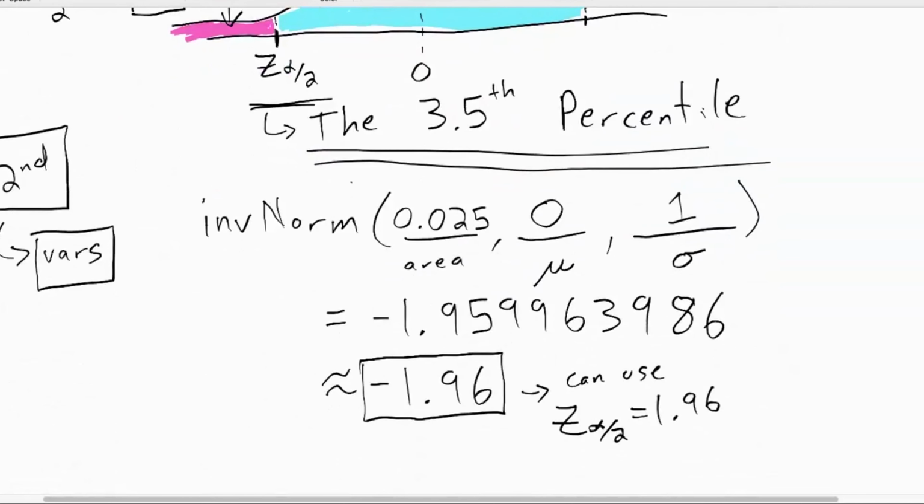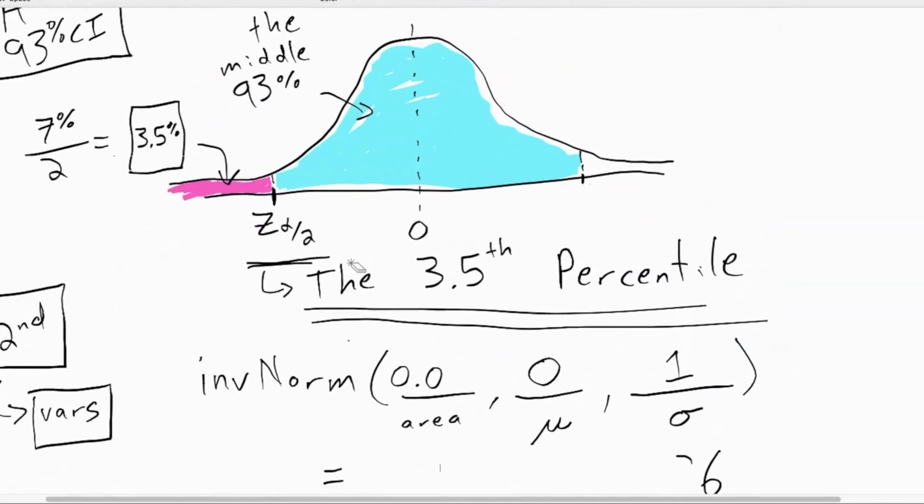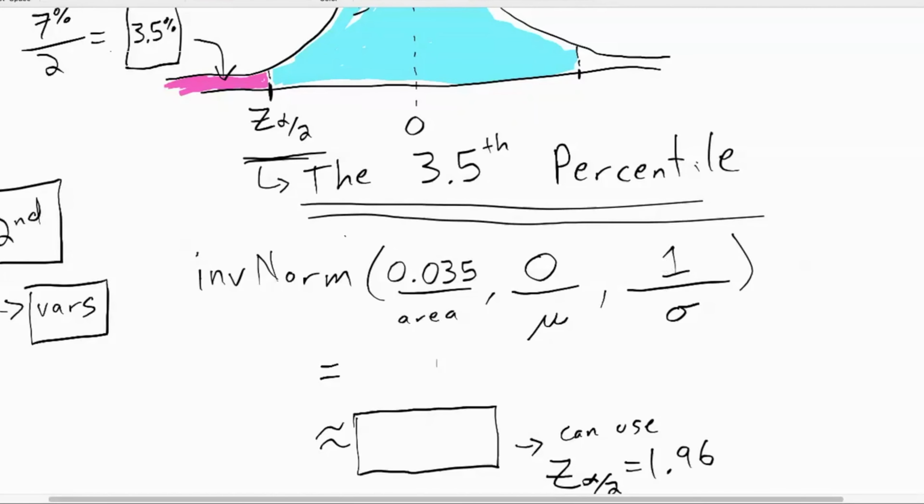So we can still use inverse norm, but instead of using 0.025, we need to put 0.035 here. And what do we get if we're making a 93% confidence interval? Negative 1.8119. Yeah, that's what I'm getting. That's what I'm looking at on my calculator.